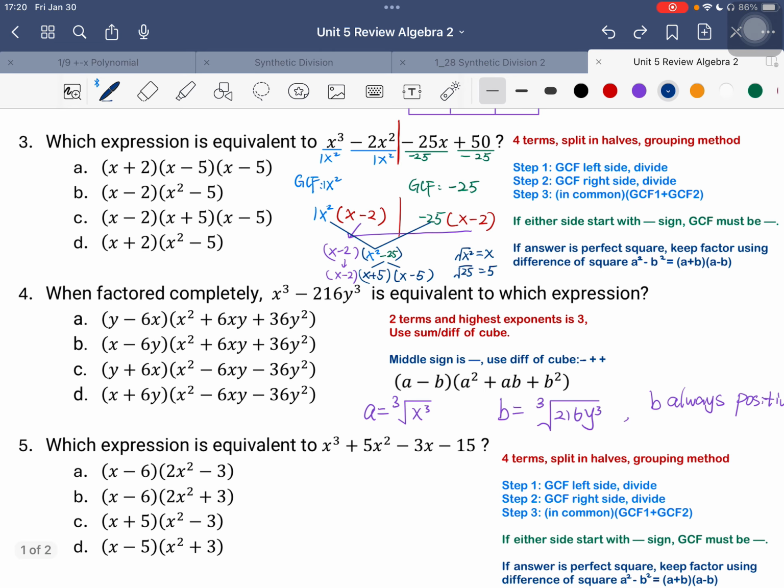Question 3. Which expression is equivalent to this polynomial? From different terms, 2 parentheses, it's asking you to factor, and you see 4 terms. Well, every time you see 4 terms, all you need to do is split in half, and you're using the grouping method. Now I have the line that cuts the equation in half. Make sure the line goes before the negative sign. And then for each half, you find the GCF.